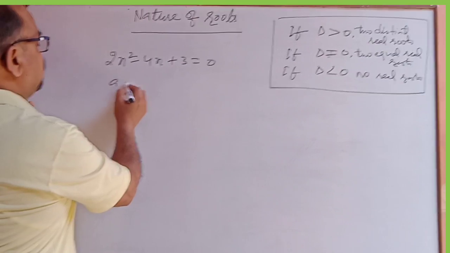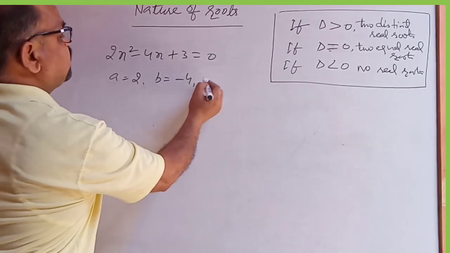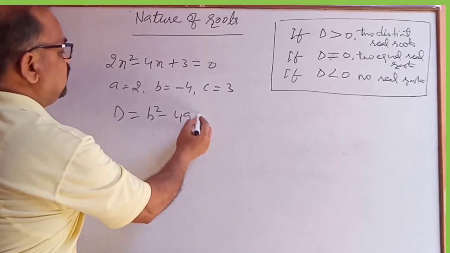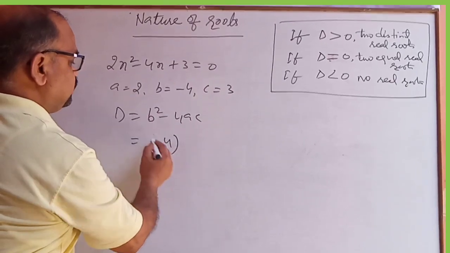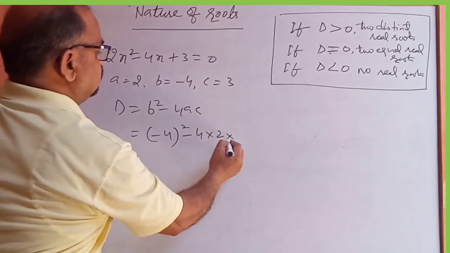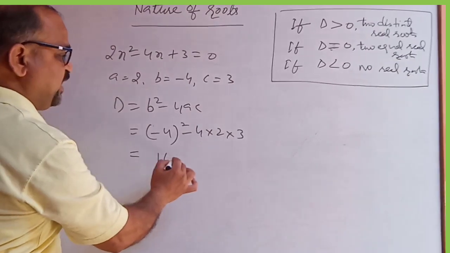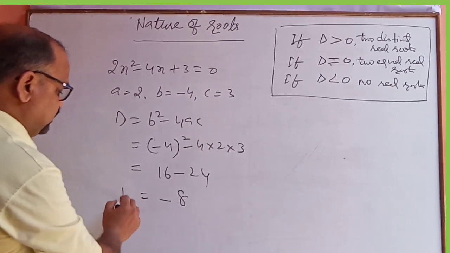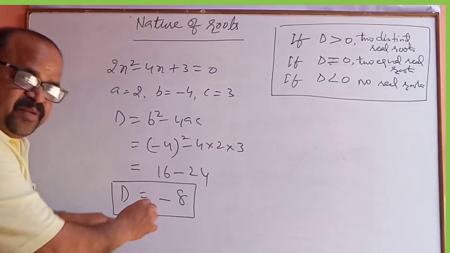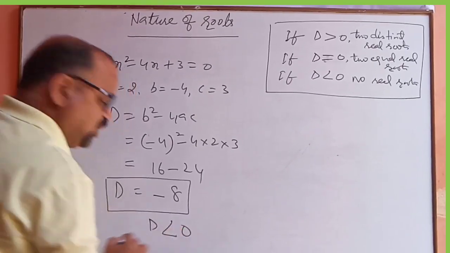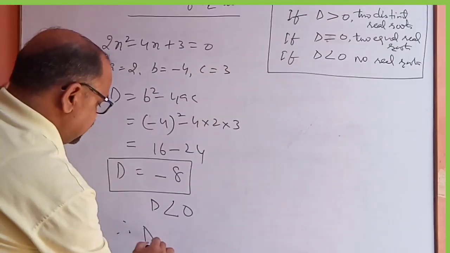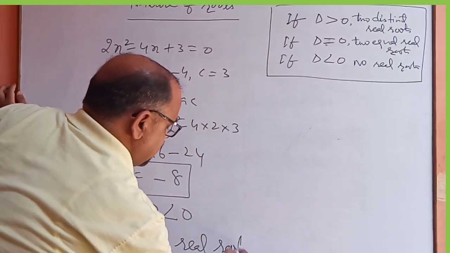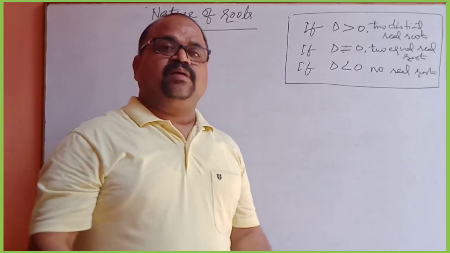Here a is equal to 2, b is equal to -4 and c is equal to 3. D is equal to b square minus 4ac is equal to, you see here, 16 minus 4 twos are 8, 8 threes are 24, minus 8. D is equal to -8. That means D is less than 0. Therefore, this quadratic equation has no real roots. Let us take one more example.